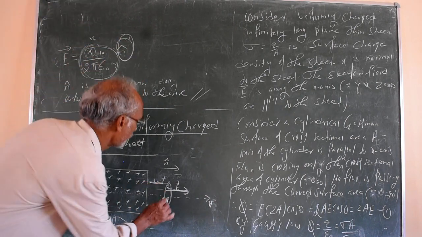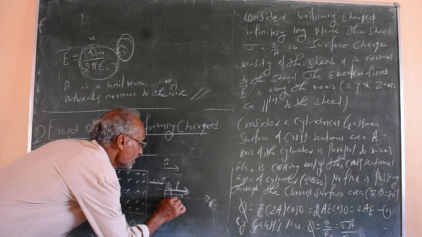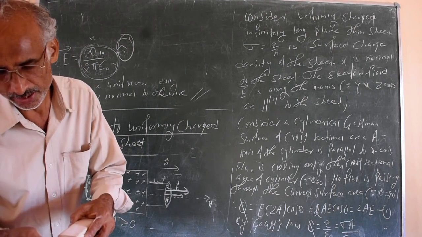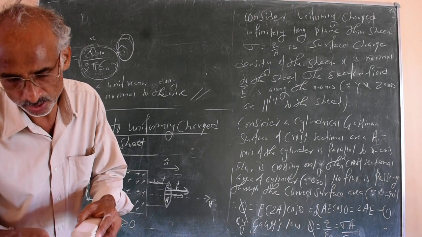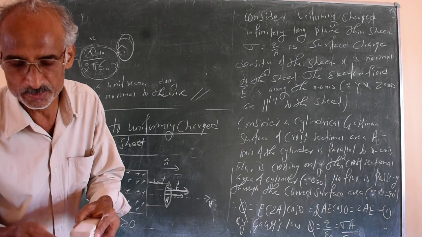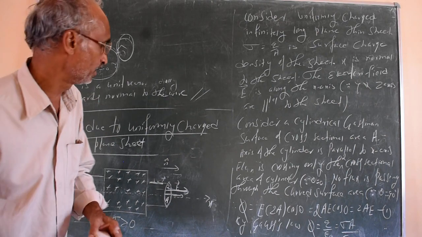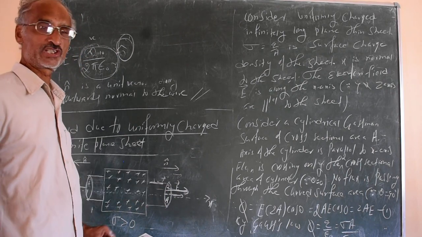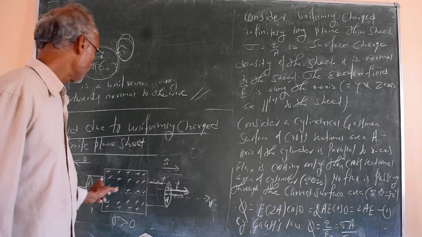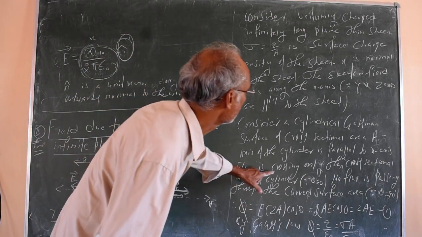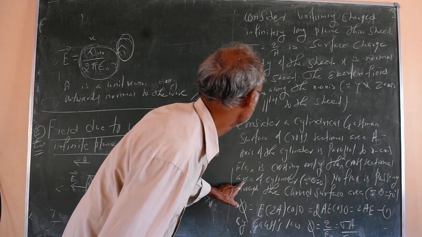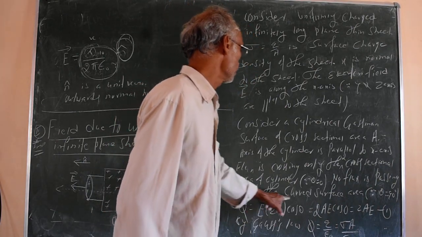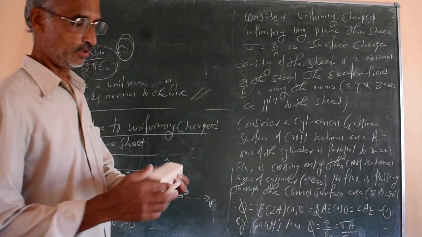But here the normal to this cross-sectional area is perpendicular, like this. So this is the cross-sectional area, the field is in this direction, and the normal is also in this direction. Theta is 0. Therefore, maximum flux is passing through these two cross-sectional areas. No flux is passing through the curved surface. Flux is passing only through the two cross-sectional areas of the cylinder because theta is 0. No flux is passing through the curved surface area because theta is 90.